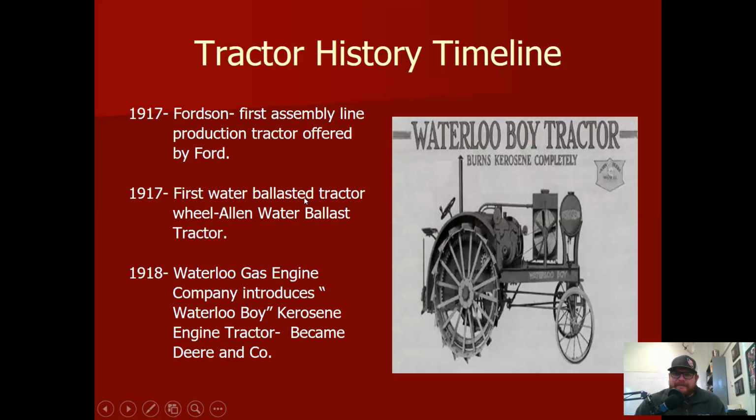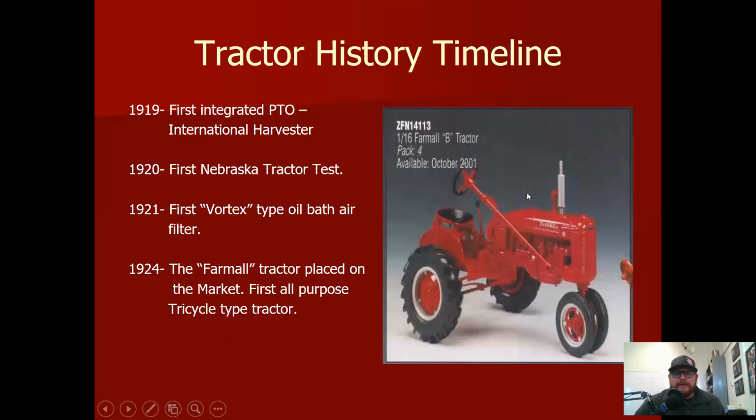In 1917, the first water ballasted tractor. Ballast is a really important thing in this class, and we are going to talk a little bit about that and how we ballast tractors. When we talk about ballast, we're talking about putting weight in different spots to help make sure that the tractor can get the traction that it needs, that it's not going to tip over, and that it can pull a little bit more weight. So in 1917, we did that.